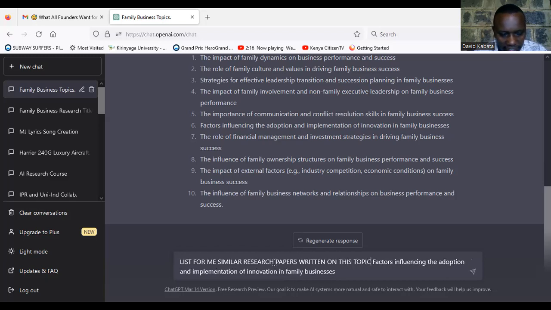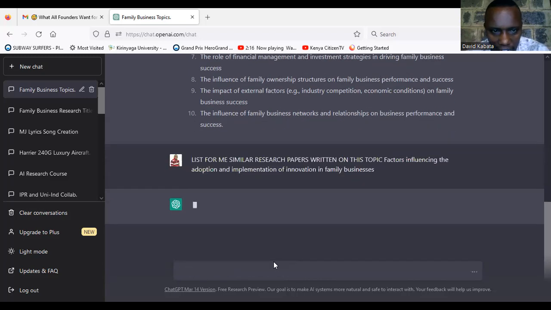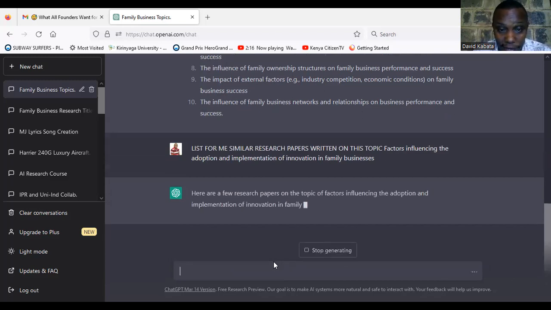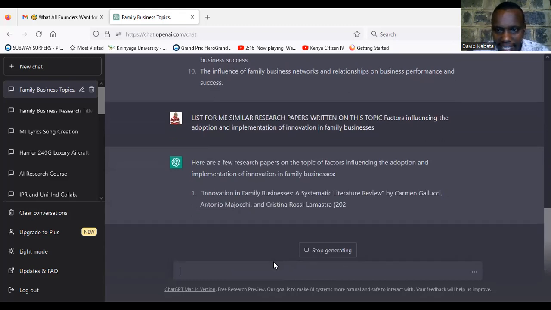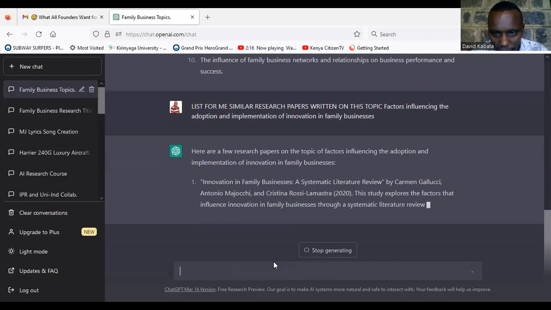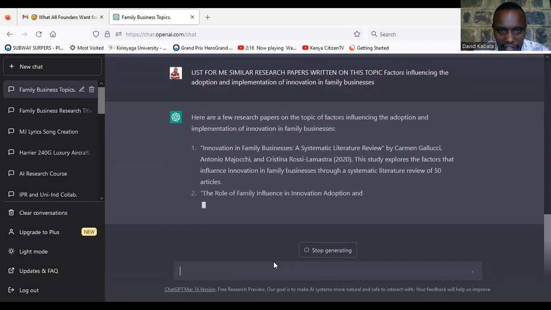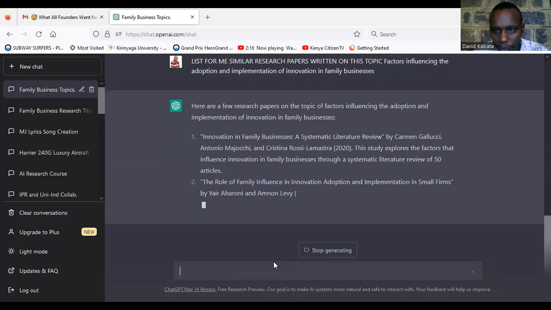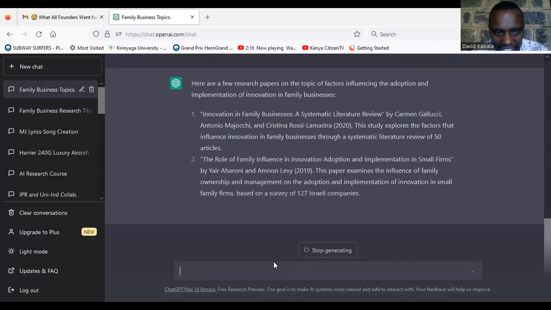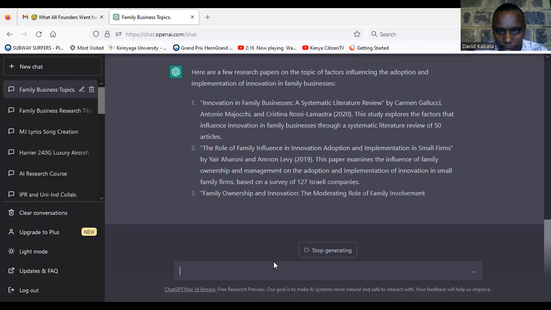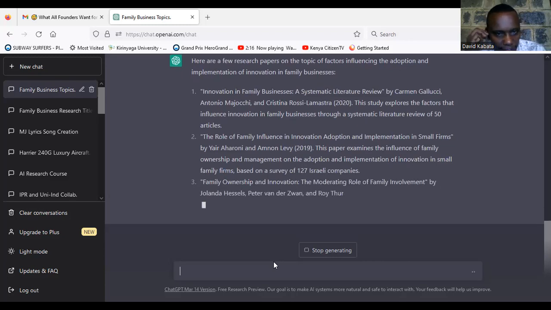So I want to see whether this is a topic that people have done, whether there is literature for this topic. At least for me, there are a few research papers on this topic. Innovation in family business, a systematic literature review, you can see we have that one for 2020. We have the role of family influence on innovation adoption and implementation in small business firms, 2019. Actually, the years are very good for me. Family ownership and innovation, the moderating role of family involvement.